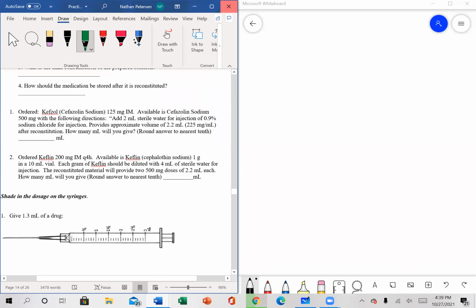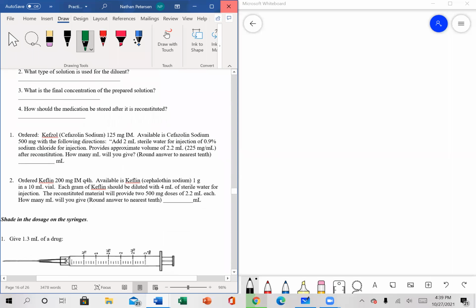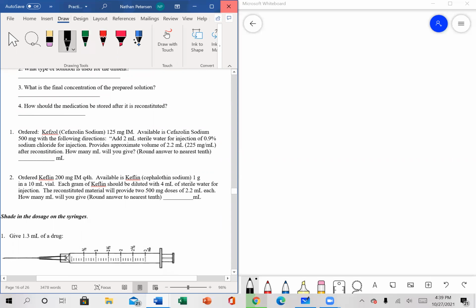So let's move on to, okay, here's a good one. Actually, this should work pretty well. So we have ordered the Kefzol, cefazolin sodium, 125 milligram IM. Available is cefazolin sodium 500 milligram with the following directions. Add 2 mils sterile water for injection or 0.9% sodium chloride for injection. Provides approximate volume of 2.2 mils, 225 milligrams per mil after reconstitution. How many mils will you give? Round answer to the nearest tenth. That's a big paragraph. So what do I need to look for first? What am I going to grab first?